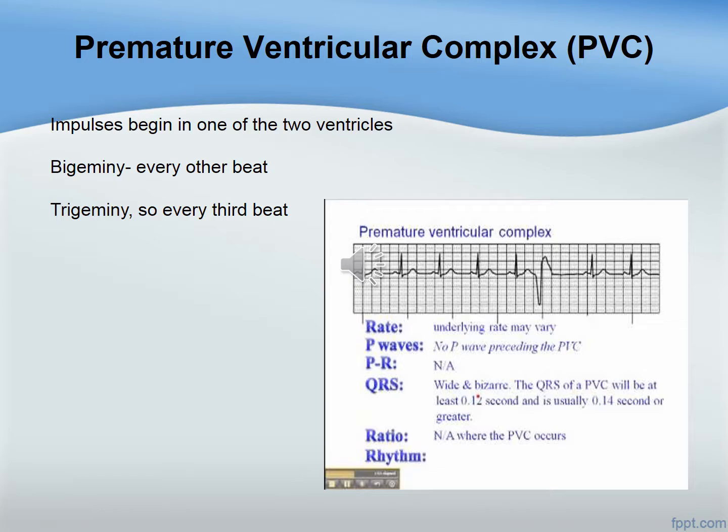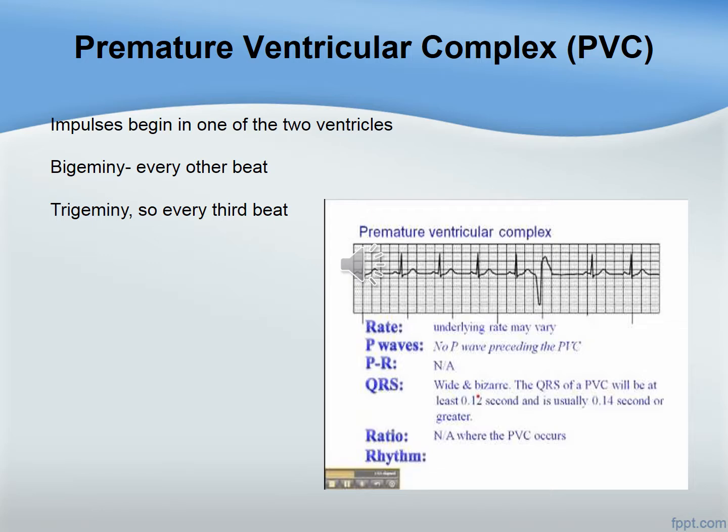With PVCs, it can be coupled with a normal beat, and it is repeated. This is called bigeminy. So every other beat is a PVC. It can also be coupled with two normal beats, and the pattern will repeat itself many times, and this is called trigeminy. So every third beat you will have a PVC. They can also occur as triplets as well, meaning 2 or 3 in a row.